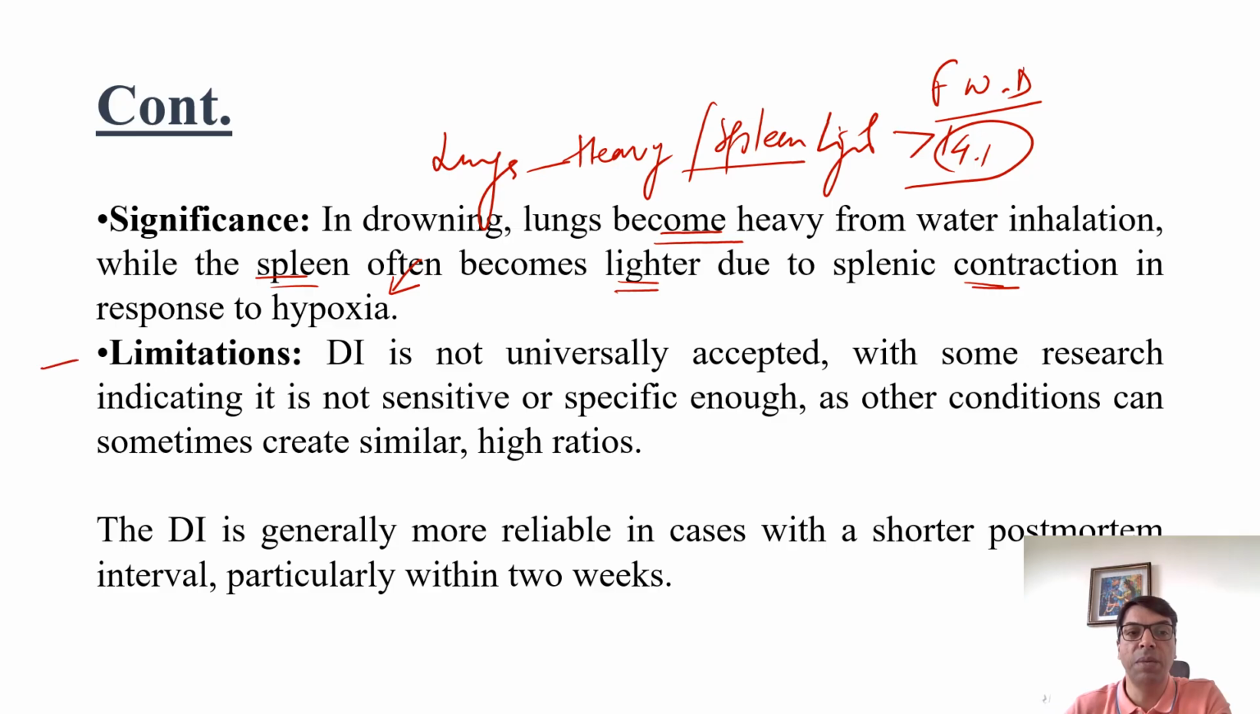Limitation, it has got limitation. That means it is not universally accepted. Why? It is not sensitive or specific. There are few institutes which say this drowning index is not sensitive or specific enough, as other conditions also have similar or higher ratios. This drowning index is generally more reliable in cases with shorter postmortem interval, right? So we again say the examination of body by postmortem should be as soon as possible.